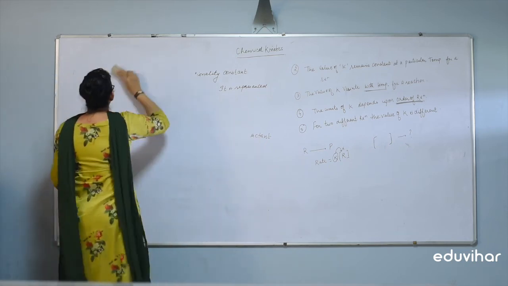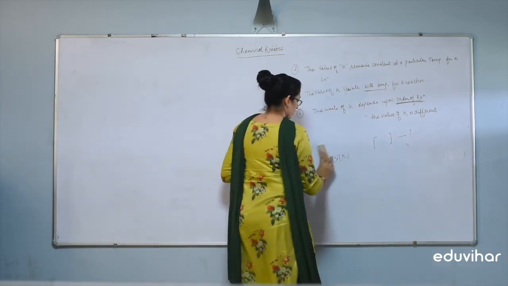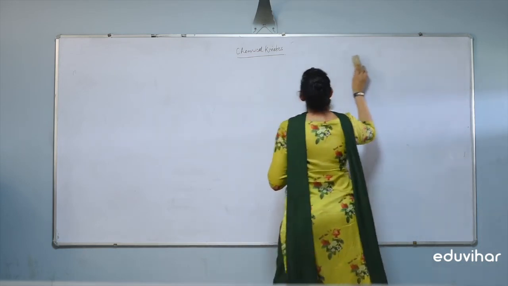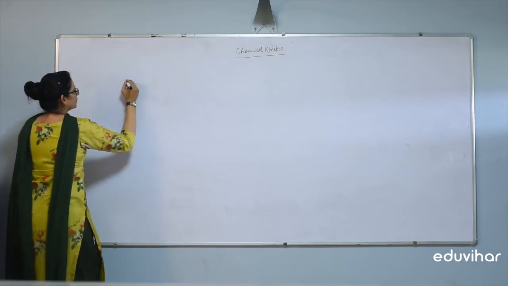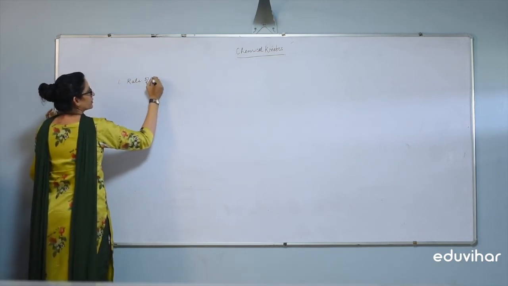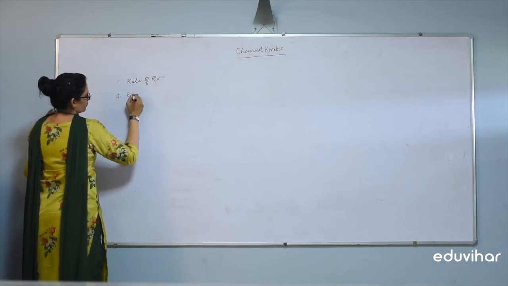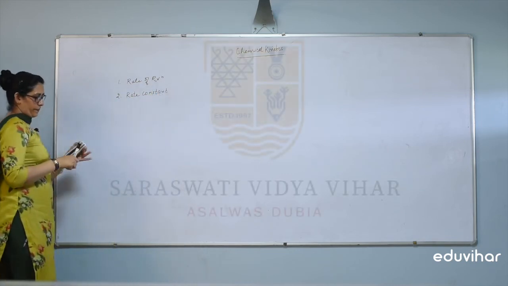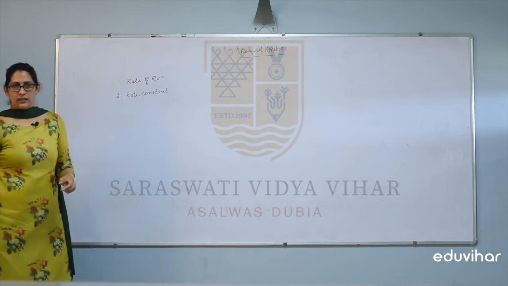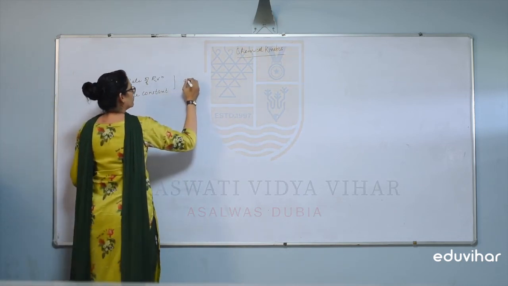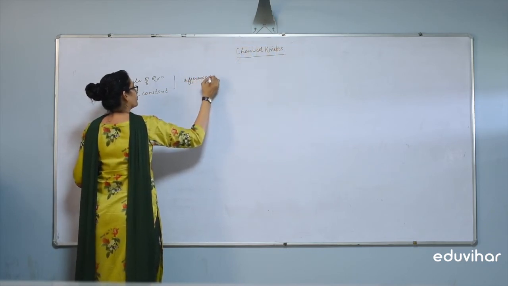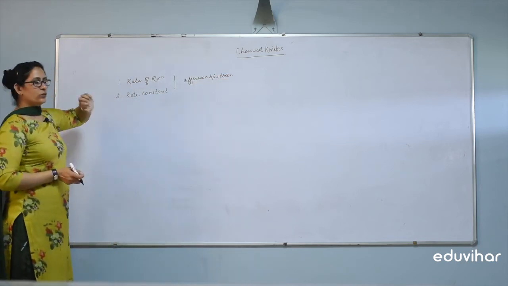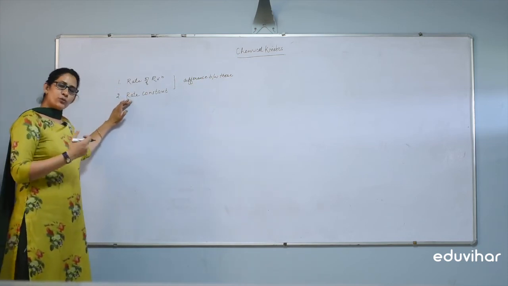Till this point, we studied many things. The most important two things which we are discussing from the starting are, first, rate of reaction and second, rate constant. From the previous discussion, try to write down the difference between these. You have to write down the difference between rate of reaction and rate constant. I am just telling you verbally.